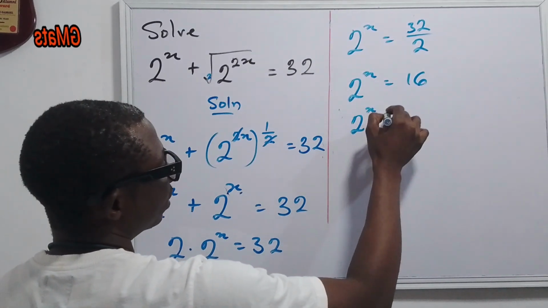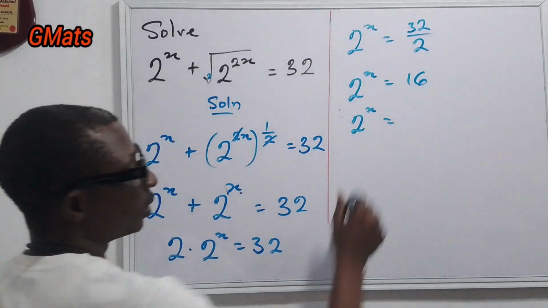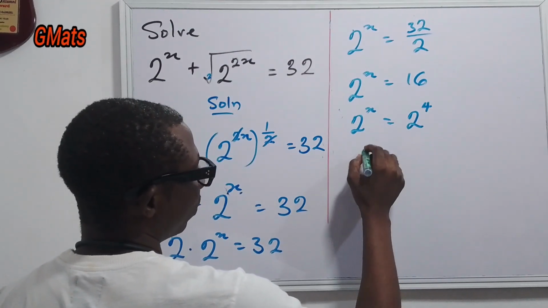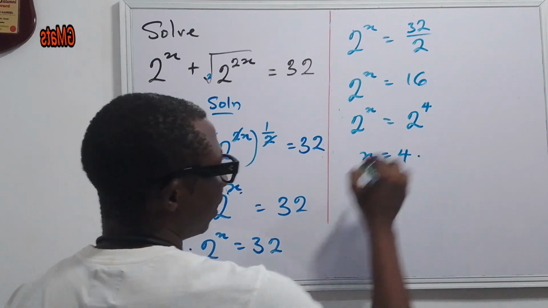Now you can express 16 in index form. That is 2 raised to the power of 4. So since we have the same base, we have x equals 4. That is the answer to the problem.